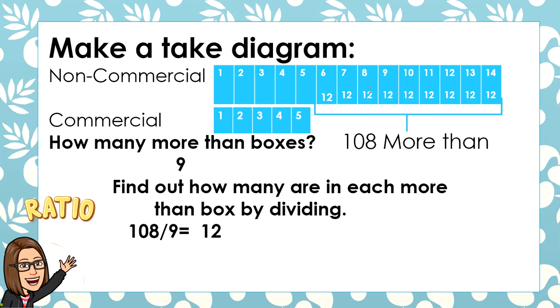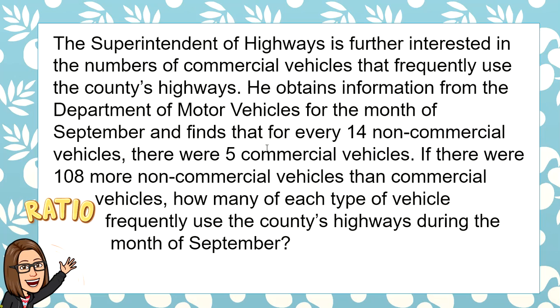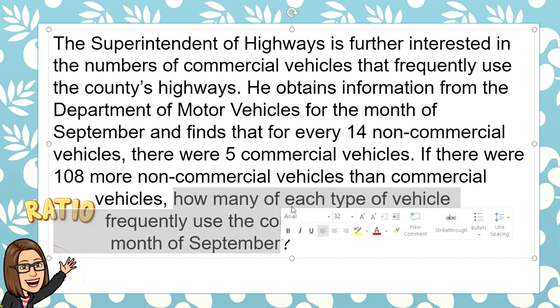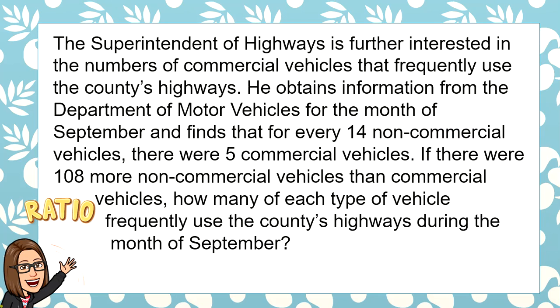So let's look and see what that looks like. We add our 12 here. Well, if there's 12 in each of these boxes, and since every box is equal, that means all the rest of the boxes have to be 12 like that. Whoa, look at that. Every box is 12. We found that by doing 108 from right here divided by the 9 boxes that are up here, okay? Then we have to look and see what was the final question. What was the last question in our problem up here? We're only looking at how many of each vehicle frequently use the highway. So let's go and figure that out.